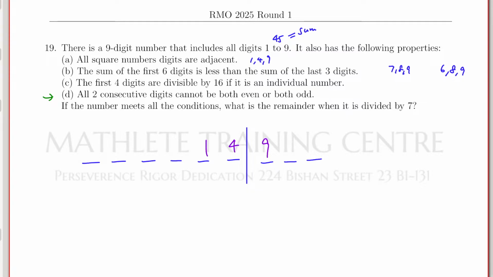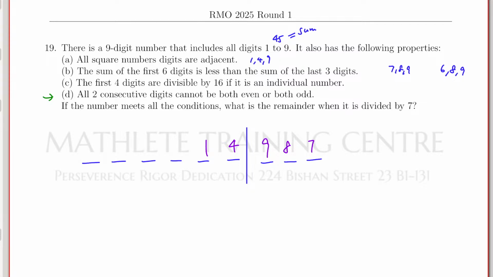And using the same reasoning, you can figure out the right side. Can this be 8 and 6, or 6 and 8? Cannot, because they are two even digits. So it therefore must be 9, 8, 7 on the right side. Okay, so actually we have the last 5 digits, they're all done already.